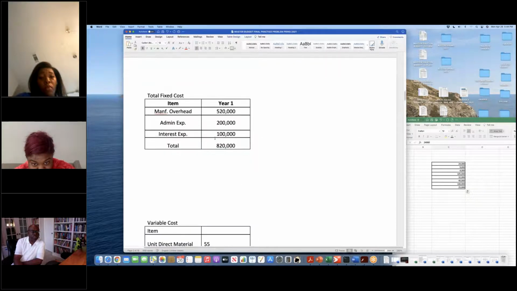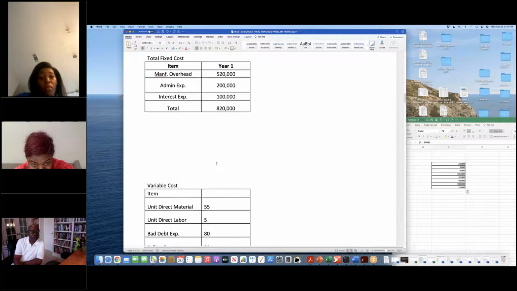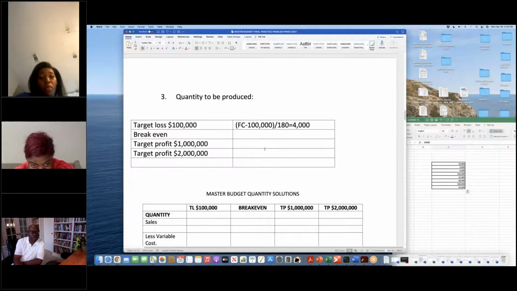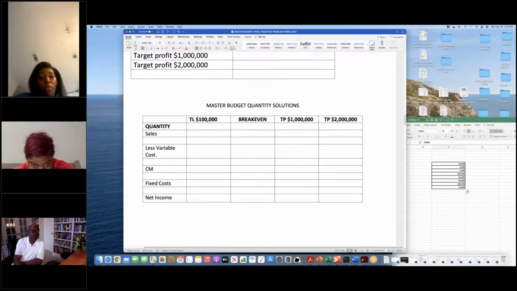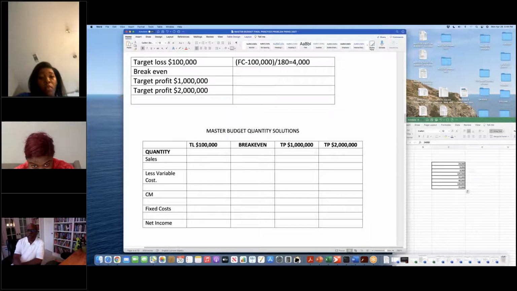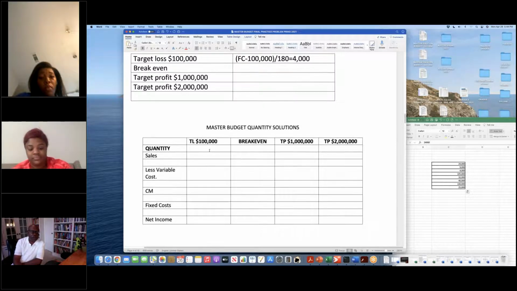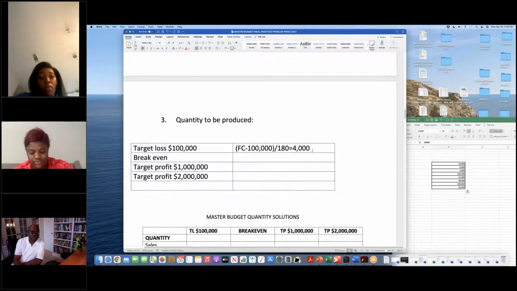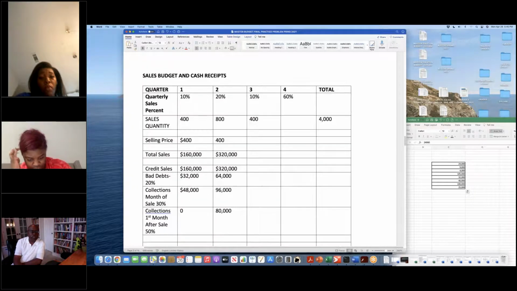Then we bring those numbers and put them where they're supposed to be, and calculate our contribution margin, our quantity to be produced. And then we come in this formula to make sure our number is correct, especially when we don't have an even number. So the number not even, maybe I could have written a problem where it didn't come out that way. I might have something wrong. So I put it in here to see if it works. Assuming it works, I get the 4,000. What I do with the 4,000, I put that right here. And that starts everything going, the 4,000 sales and the quarterly sales percent.